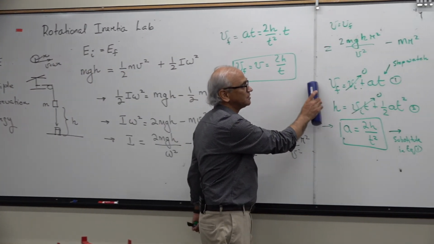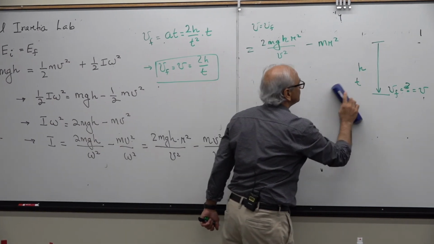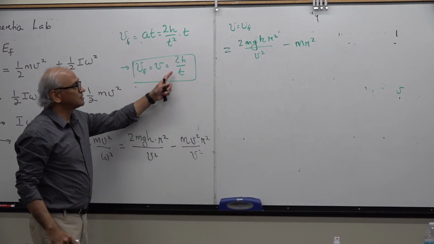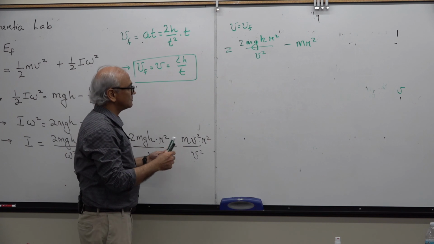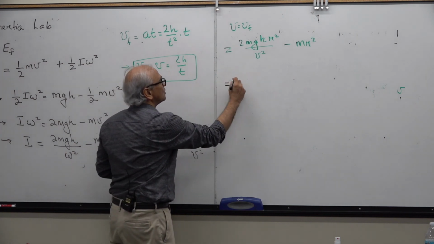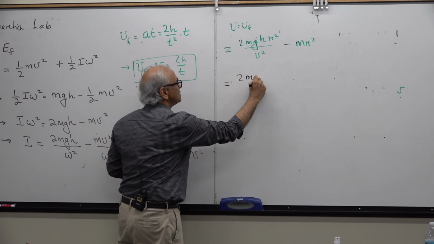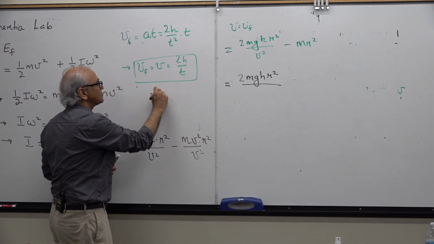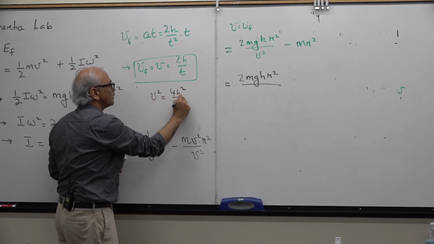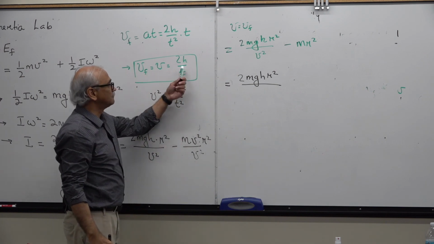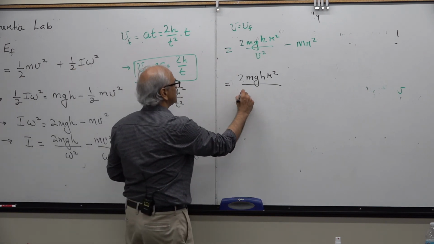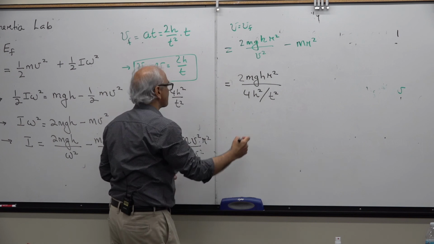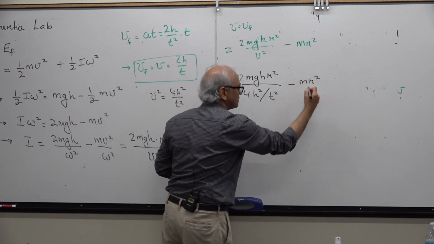I'm going to erase this part here. Now we go back here to our equation, and we got the V part. So let's write this down. 2mgh over r square. What's my V? My V square is 4h square over t square. I multiply it by itself or square it. So what do I get? I get 4h square over t square minus m r square.